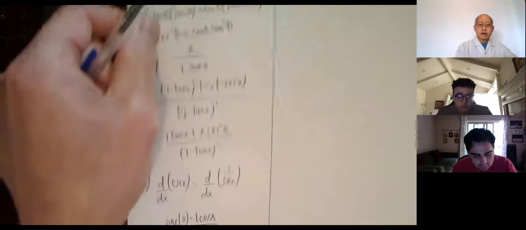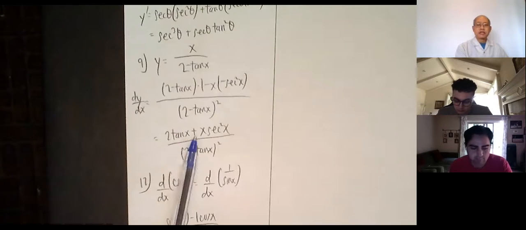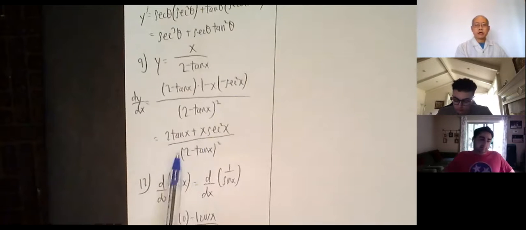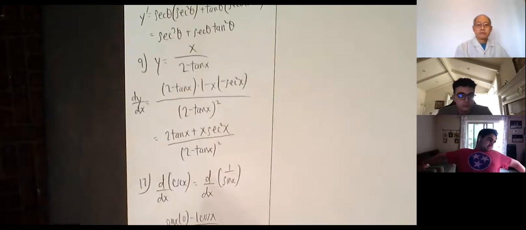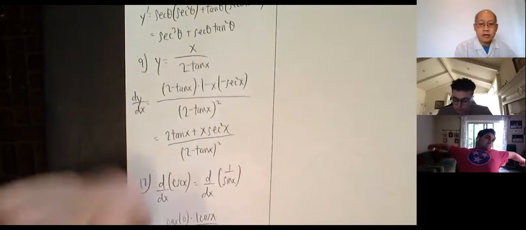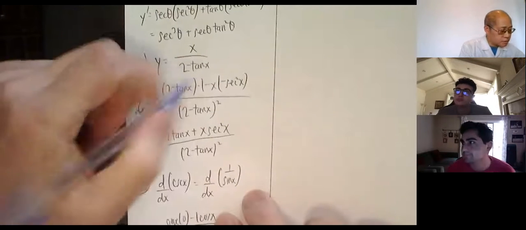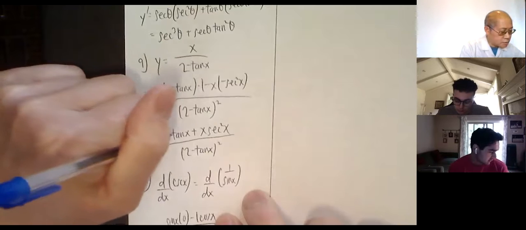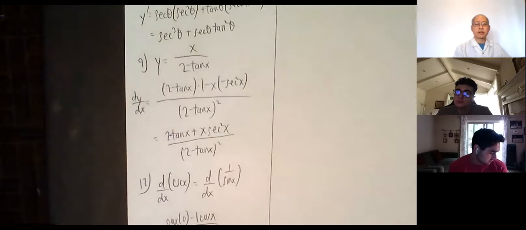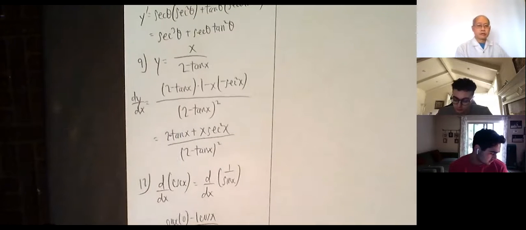So in the numerator, I have 2 tangent x plus x secant squared x all over 2 minus tangent x squared. Looks like I forgot to put a minus there. Sorry, so there should be a minus here. Yeah, a minus there. Sorry about that. So that's what we got.